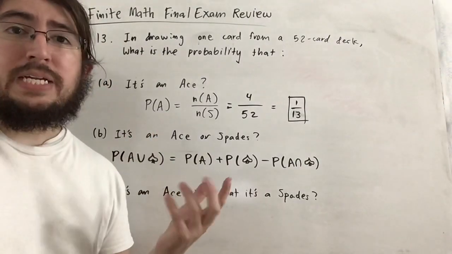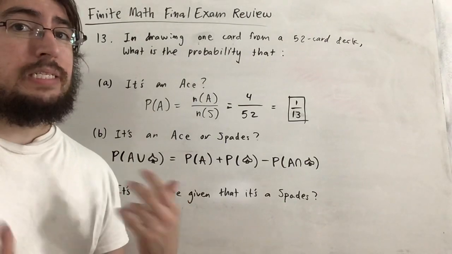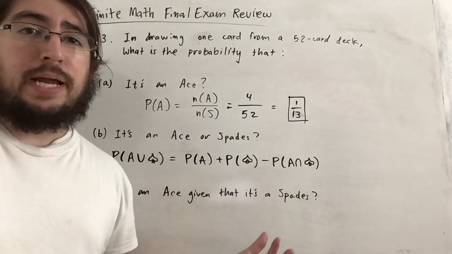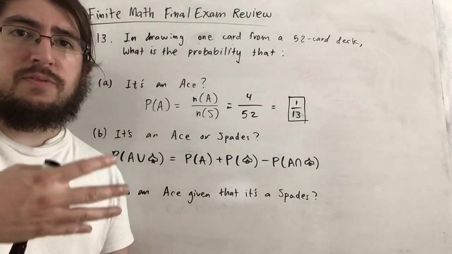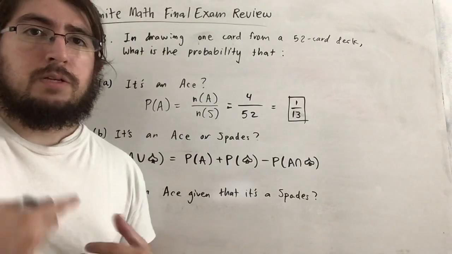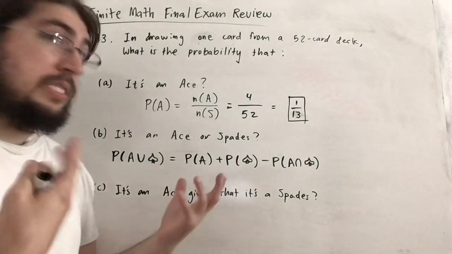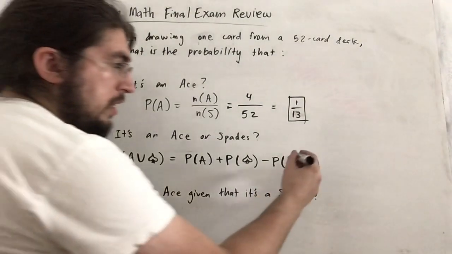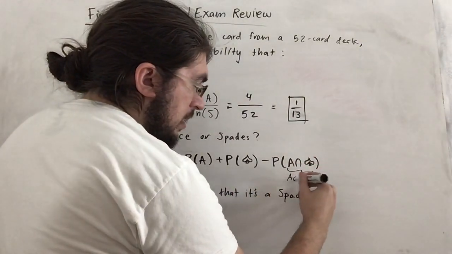And 4 plus 13 is 17, but as it turns out, there's only 16 in that list because we would be counting the ace of spades twice. So notice if you count the aces, that's 4. If you count the spades, you're also counting the ace of spades again. So to basically deduct the double counting, we subtract what they have in common. So this really is the ace of spades.